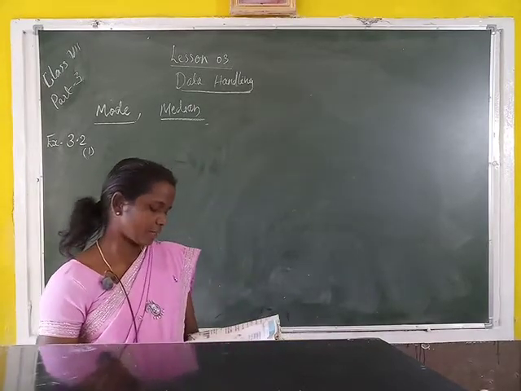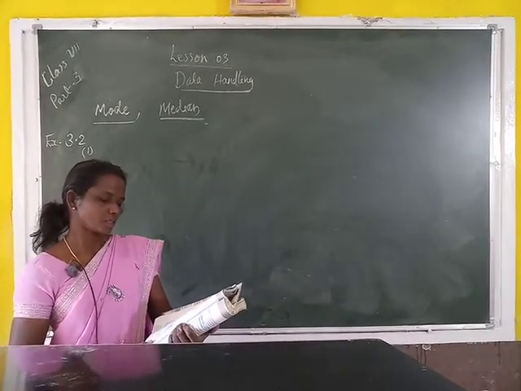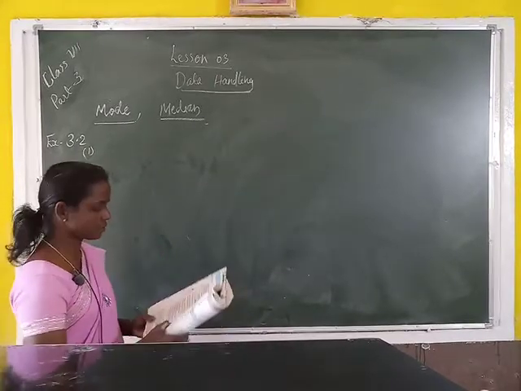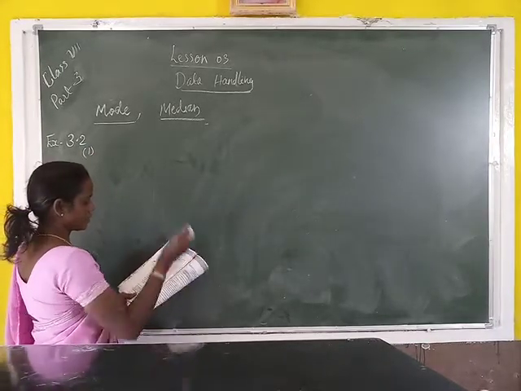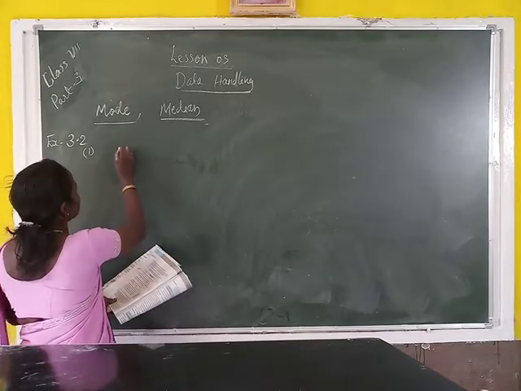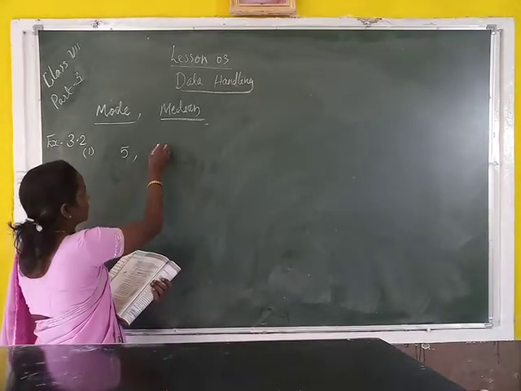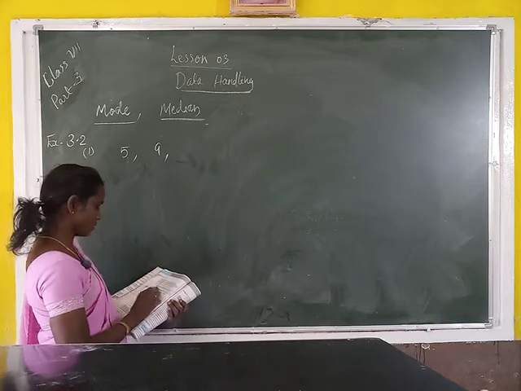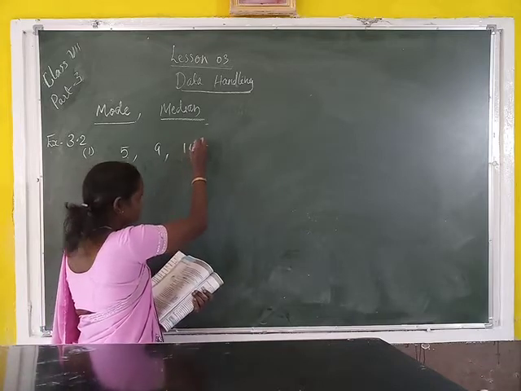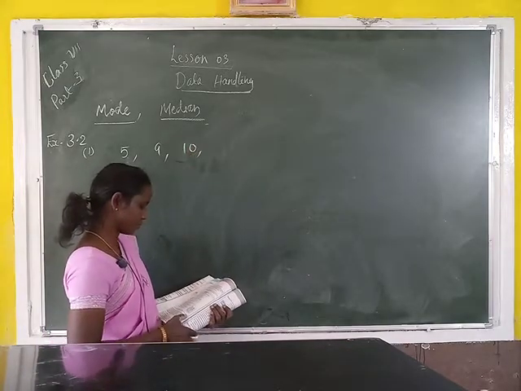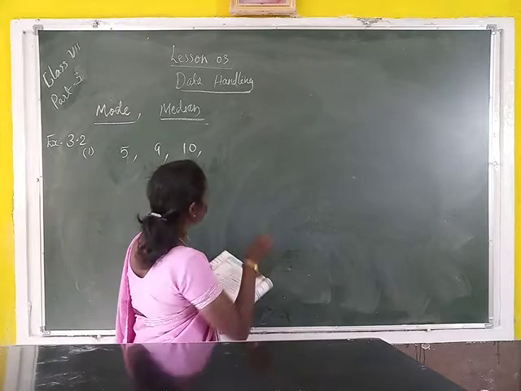First, we arrange these numbers. Which is the smallest number here? 5 is the smallest number. We can arrange in ascending order. First, 5. Then 9. Then the next number, 10. How many times is 10 repeated? Only 1 time. After 10 comes 11, then 12. How many times? Only 1 time.